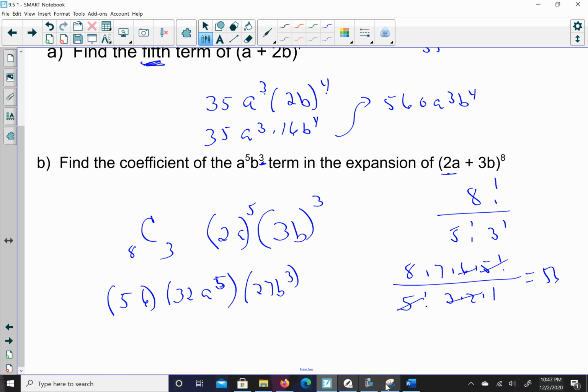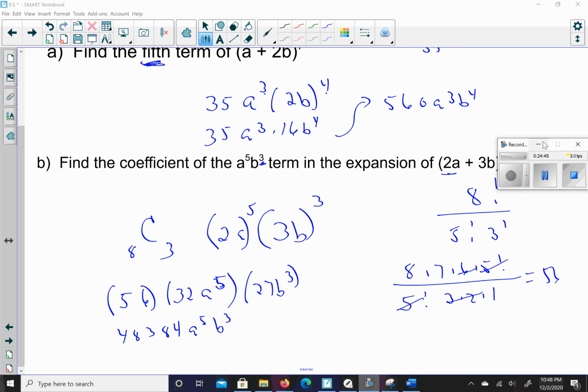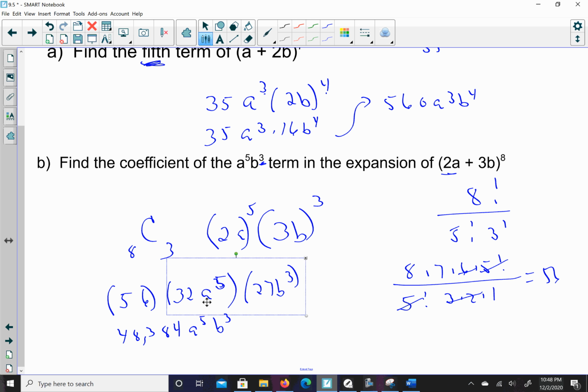So give me a second because I've got to calculate that. When I multiply the 56 times 32 times 27, I get 48,384. Then it's a to the fifth, b to the third, and that's the coefficient. Oh, it just wanted the coefficient, so I just needed this as my answer.